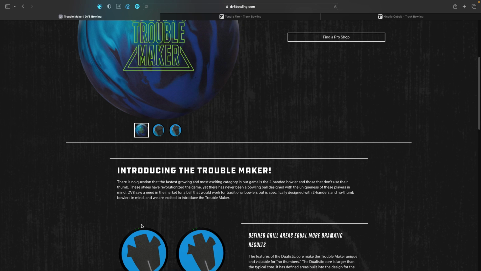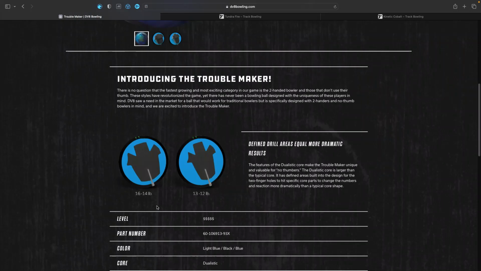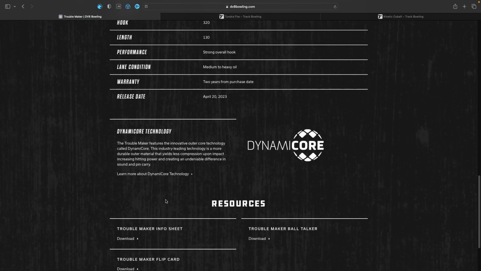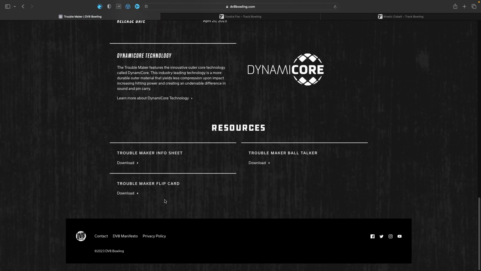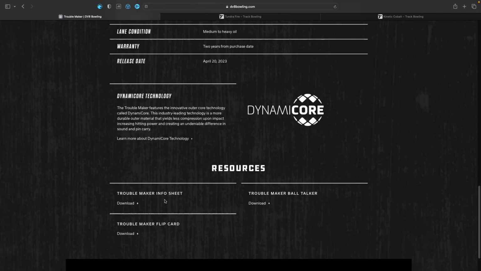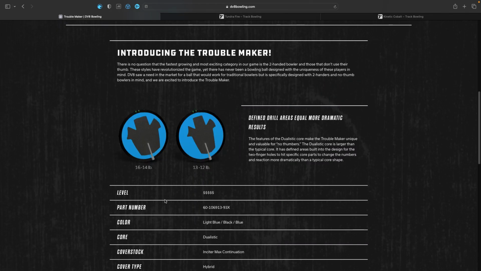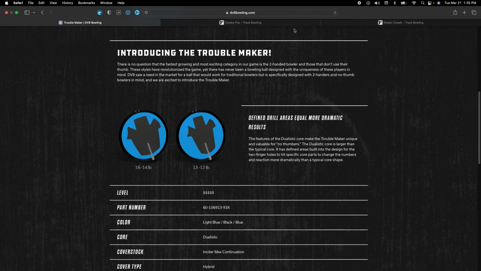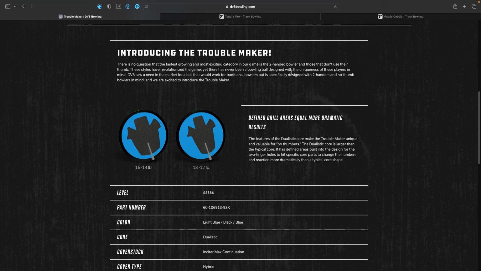I just think it's so interesting that they actually decided to make a core that they're saying is designed for people who don't use their thumb. I kind of want to know what's going to happen if someone with their thumb drills it. I think this is going to be interesting.